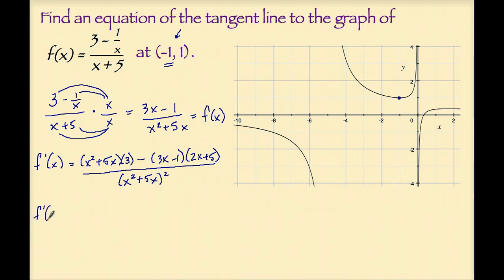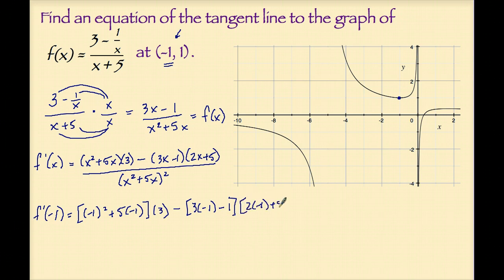I'm going to find f prime of negative 1. So that's going to give me negative 1 squared plus 5 times negative 1, all of that times 3, minus 3 times negative 1 minus 1 times 2 times negative 1 plus 5, over, we'll now have negative 1 quantity squared plus 5 times negative 1, and all of that squared.